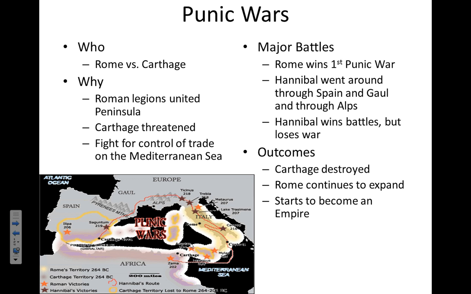So in terms of events of the war, Rome wins the First Punic War. Then, a couple of years later, Hannibal comes to power in Carthage, and he has sworn an allegiance to seek revenge against Rome. So what he does is he builds a big army, and he travels from Carthage through Spain, through Gaul, and down and through the Alps into the Italian peninsula.